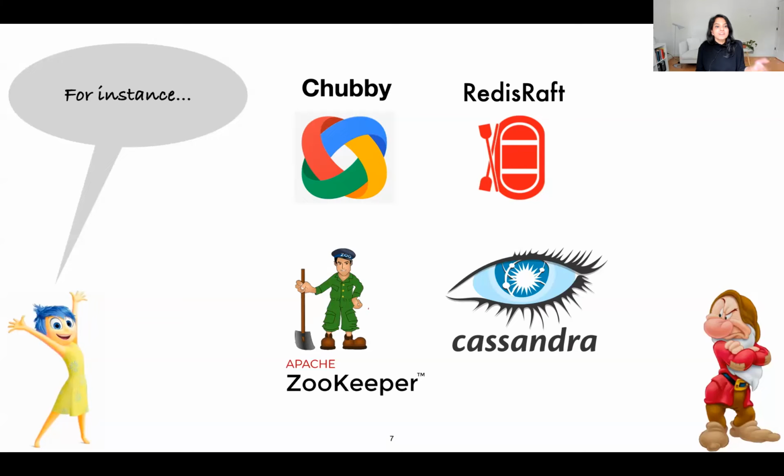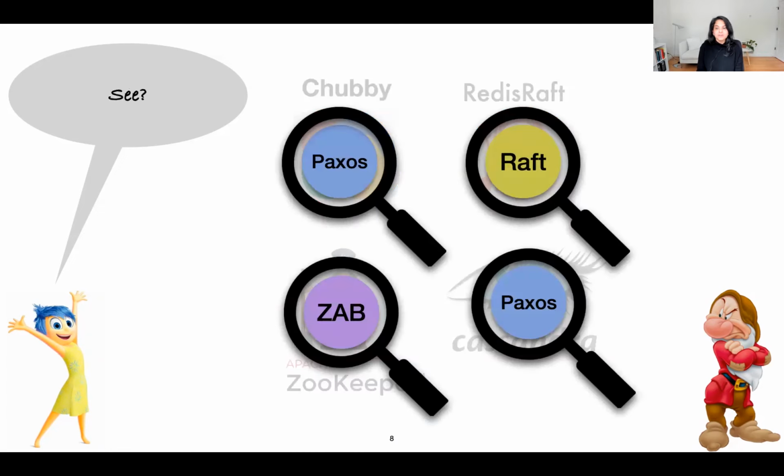I mean, think of Chubby, the Chubby lock service, or Redis Raft, or Apache Zookeeper's key value store, or even Cassandra distributed database. They are all based on distributed agreement. They are distributed agreement-based systems because they are built on top of agreement protocols like the Paxos and Raft consensus algorithms and the Zookeeper atomic broadcast protocol.